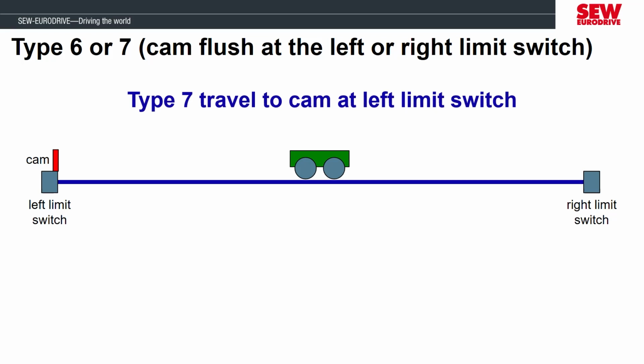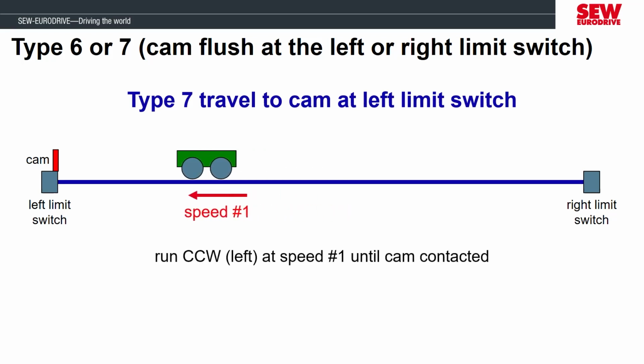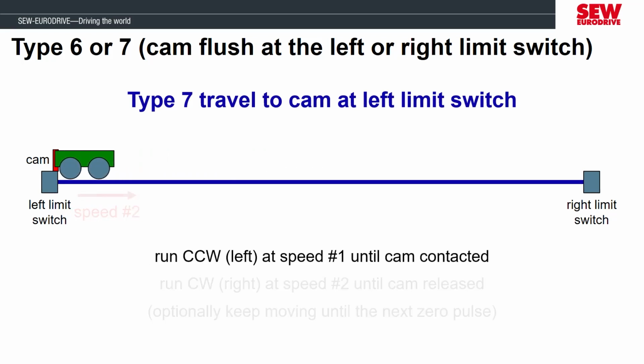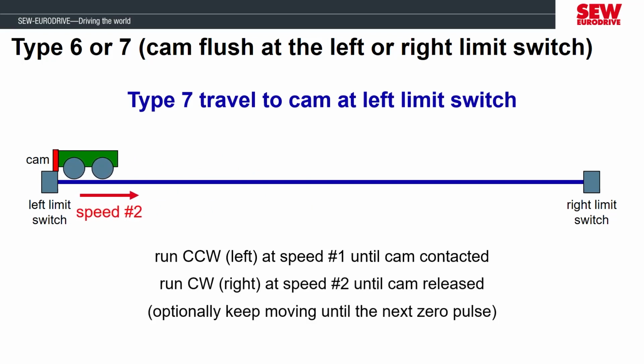We're going to demonstrate type 7, where it's going to reference using a cam on the left limit switch. It's going to move at speed 1, then contact the cam along with the limit switch and back off of both. Once it's clear of both switches, it will set the reference in that position.